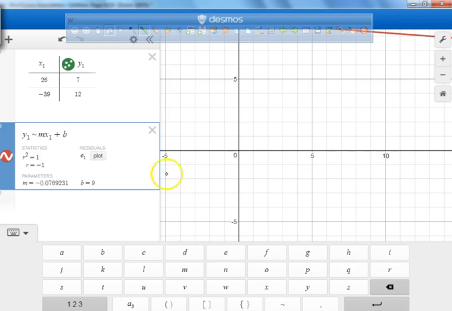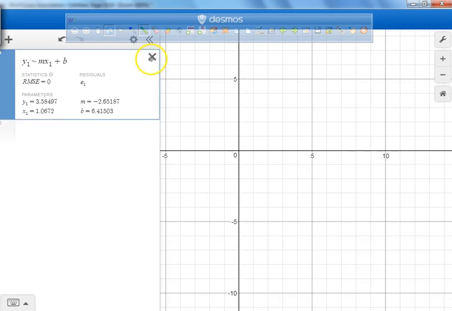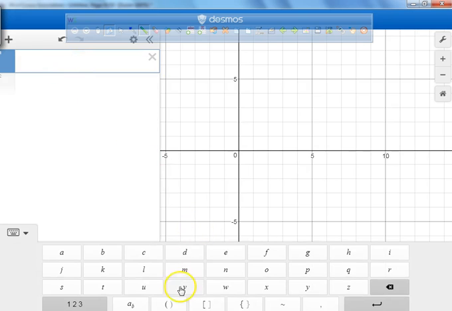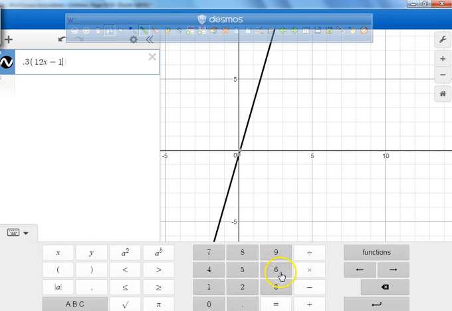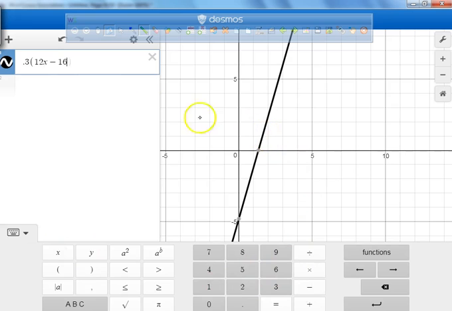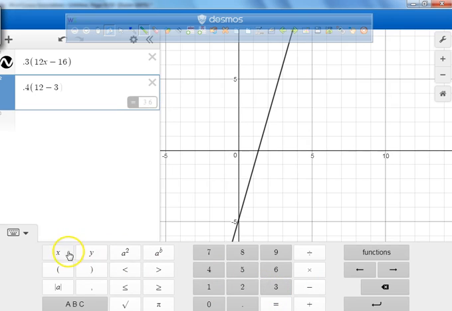Here we go. All right, I'm going to go ahead and clear this out. I'm going to type in, what's our first expression? 0.3. Open parentheses, 12x minus 16. And what is it going to produce for us? A line, right? Go down to the next one. 0.4, open parentheses, 12 minus 3x.